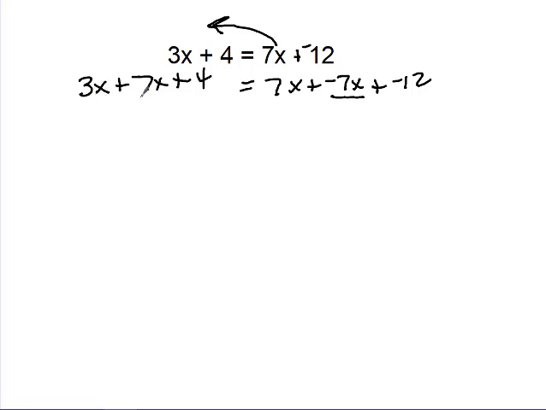So 3x and negative 7x are going to make negative 4x plus 4 is equal to, now on this side my 7's will go away. They will cancel out and I'm left with negative 12. Okay, so now I need to move this 4 over to be with the negative 12 because step number 1 is done. My letters are together on the left. So now I need to move my numbers together on the right.